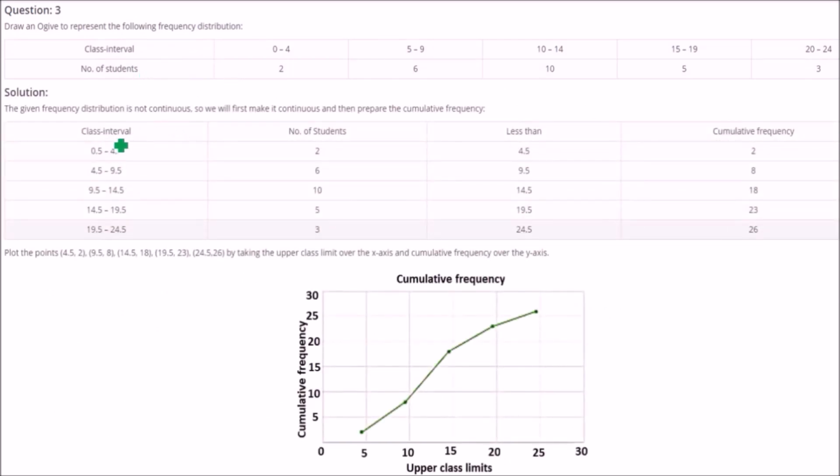Draw an ogive to represent the following distribution. Here we have a class interval, but this class interval is not continuous. After 4 it is 5. This is 0 to 4, 5 to 9. So what about the values between 4 and 5?